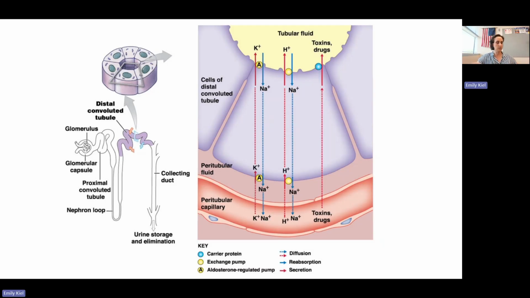And here we are at that distal convoluted tubule. So at this stage, we're having our sodium reabsorbed. Our potassium is being secreted into that tubular fluid with our aldosterone. We're also having some hydrogen exchange with sodium if we need to adjust the pH of our blood. And then we've got carrier proteins here that are going to secrete toxins and drugs.